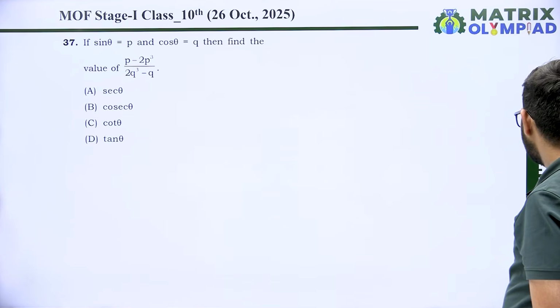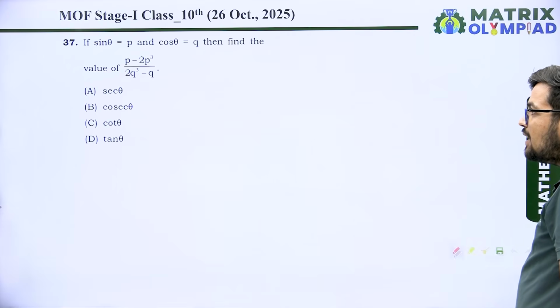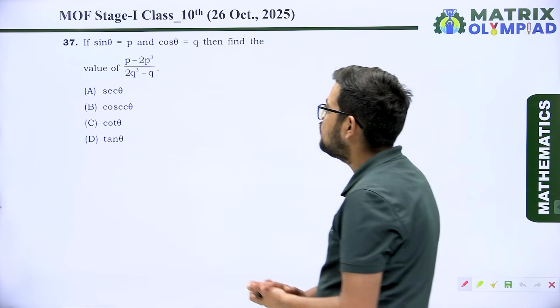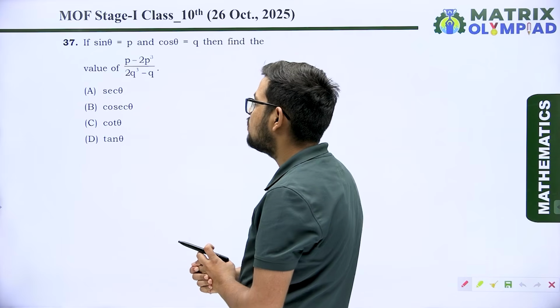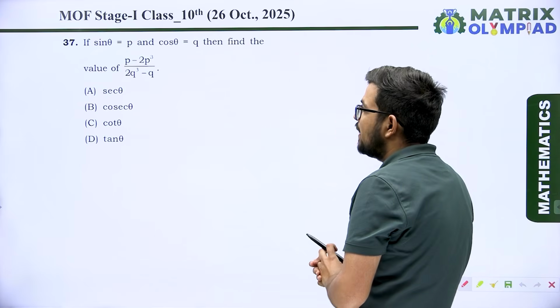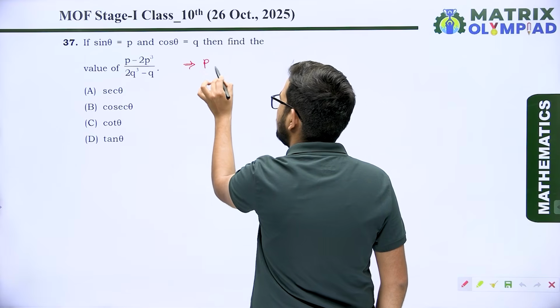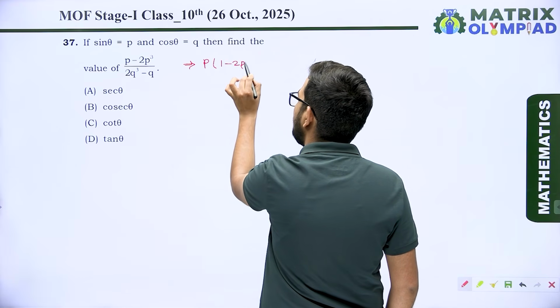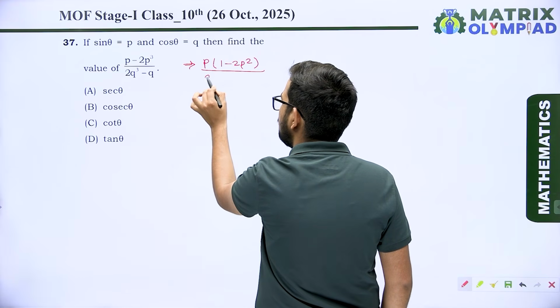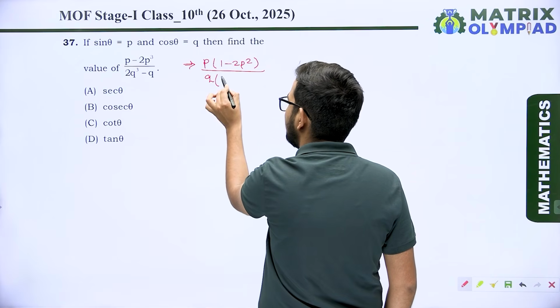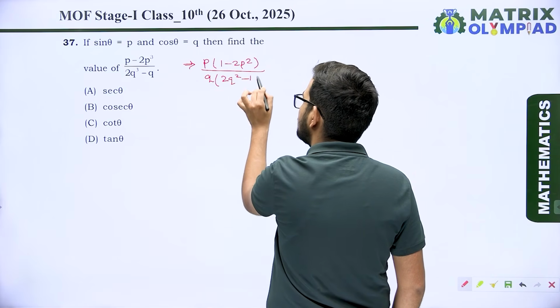Question number 37. If sin theta equals P and cos theta equals Q, then find the value of P minus 2P cube upon 2Q cube minus Q. When you take P common from the numerator, you will get 1 minus 2P square, and when you take Q common from the denominator, you will get 2Q square minus 1.